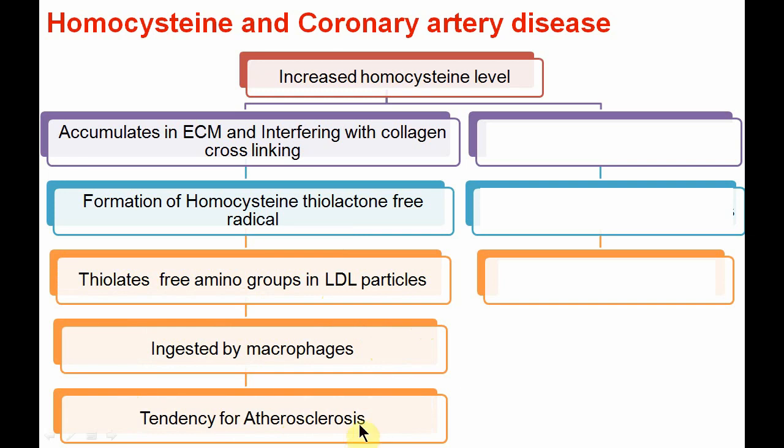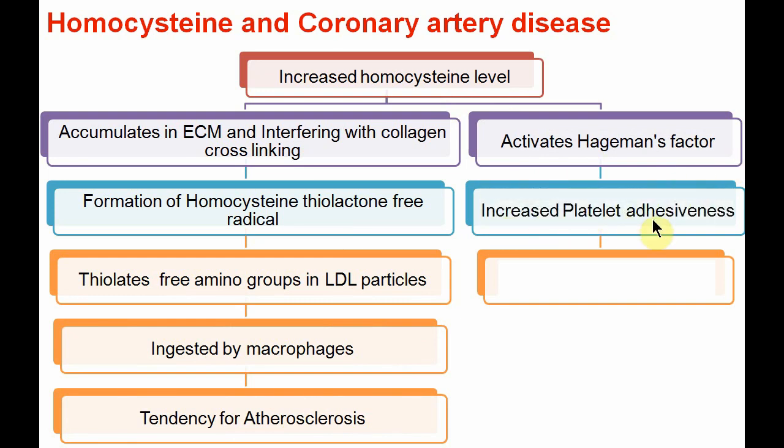the atherosclerosis. Another reason is the increased homocysteine level will activate the Hageman factor, which increases the platelet adhesiveness, and thus it will lead to intravascular thrombosis. So both these two factors will collectively create a scenario of coronary artery disease. So the high homocysteine level will lead to coronary artery disease.